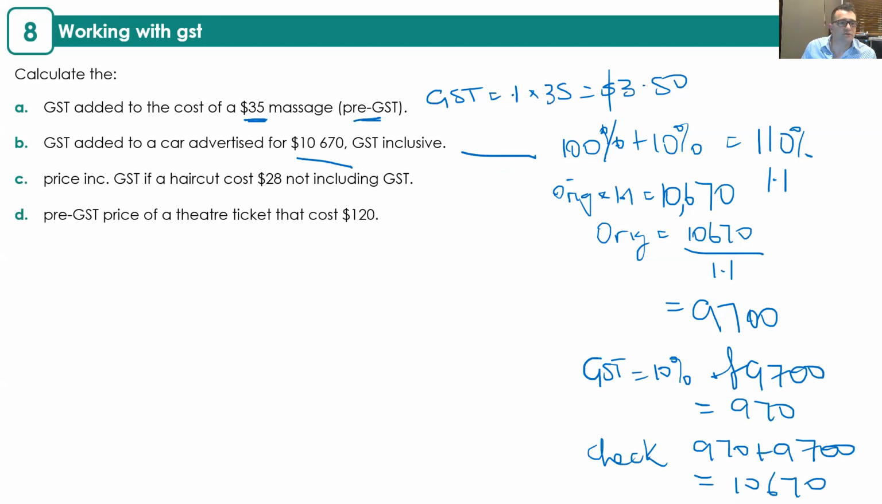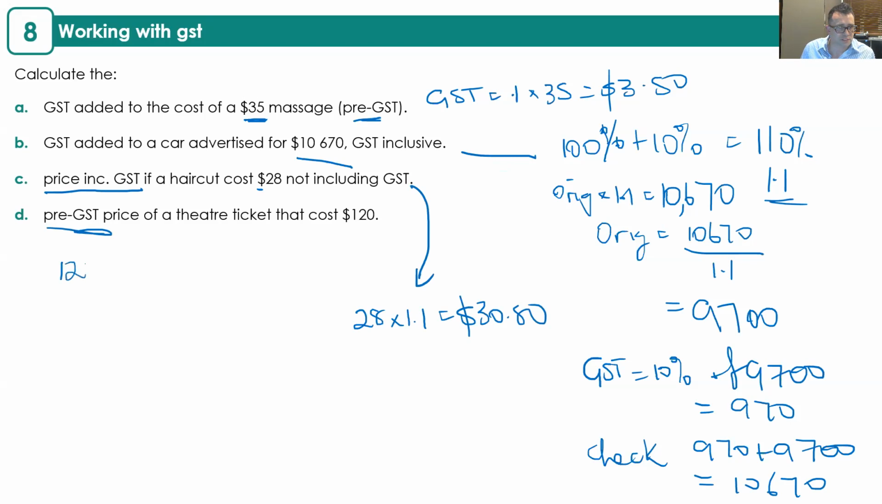So the price including GST of a haircut. We need the price including GST if a haircut costs $28, not including GST. So using our same ratio, it's just going to be our $28 multiplied by 1.1, so $30.80, because we've already worked out the ratio is 1.1 with GST. And the pre-GST price of a theatre ticket that cost $120. So once again, same thing, 120 divided by our 1.1, so $109.09. Yeah, I'm not writing too well today.